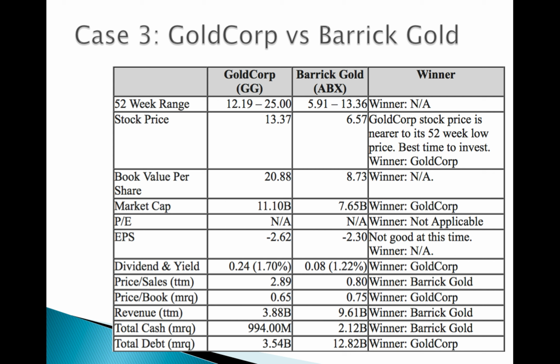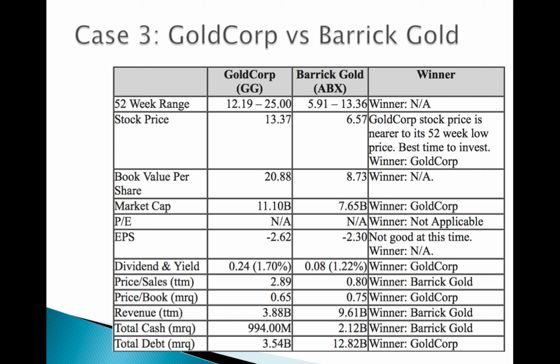Book value per share, winner is not applicable because that's not the data point we use to rate. Market cap, higher the better. Winner is GoldCorp. P by E ratio, both are not applicable. Earnings per share, both are negative, so not good at this time. Winner not applicable. Dividend and yield, higher dividend yield is preferred, so the winner is GoldCorp. Price to sales ratio, the lower the better. Winner is Barrick Gold. And price to book, lower the better. Winner is GoldCorp.